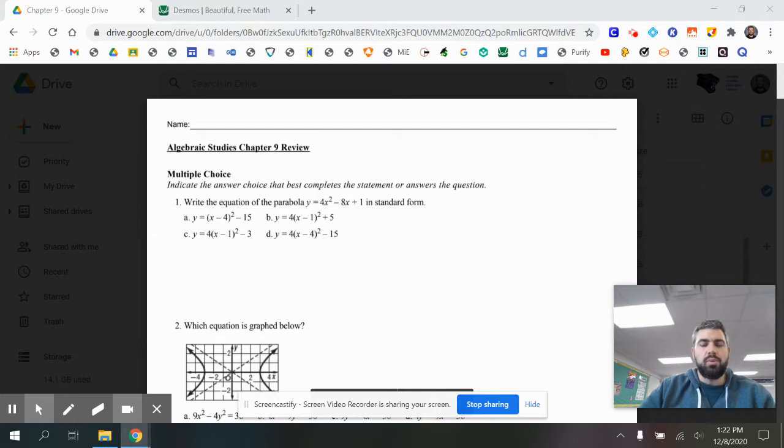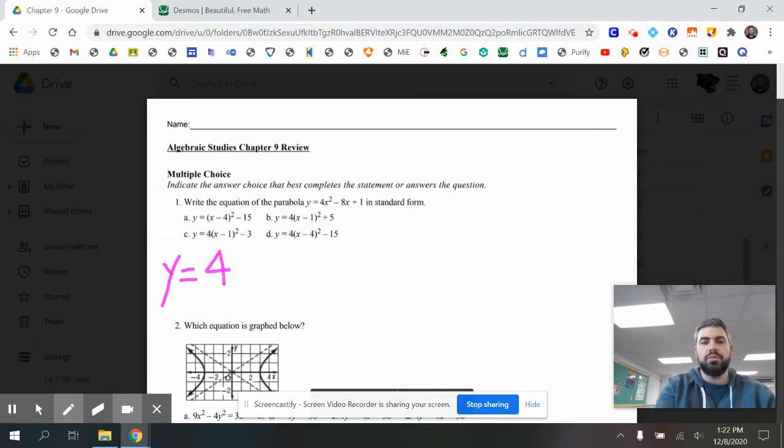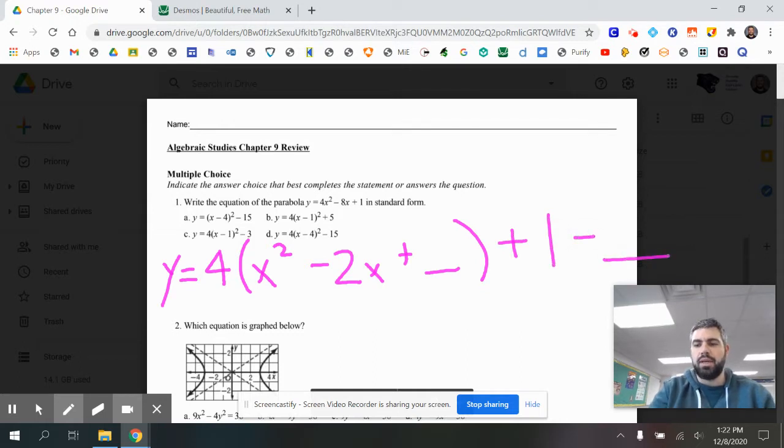It says, write an equation of a parabola y equals 4x squared minus 8x plus 1 in standard form. Now, if we're going to do this, we said the first thing we did was to factor out the number that was in front of x squared. So that would be 4 times x squared minus 2x, and then we did plus blank, and then whatever trailed at the end, our constant, we did that minus blank.